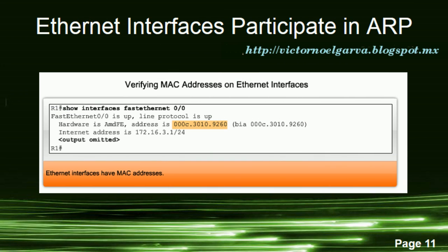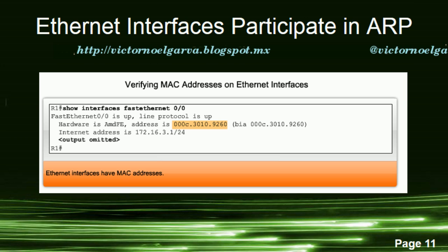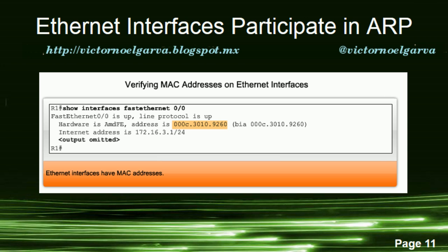Ethernet interfaces participate in ARP. A router's Ethernet interface participates in a LAN network just like any other device on that network. This means that these interfaces have a layer 2 MAC address, as shown in the figure. The show interfaces command displays the MAC address for the Ethernet interfaces. As demonstrated in Chapter 1, an Ethernet interface participates in ARP requests and replies and maintains an ARP table.